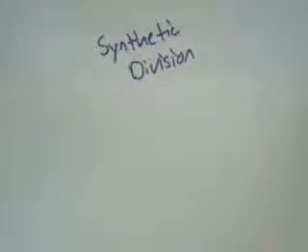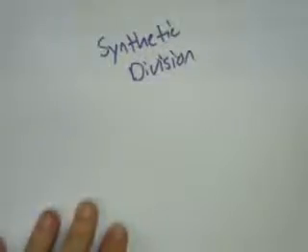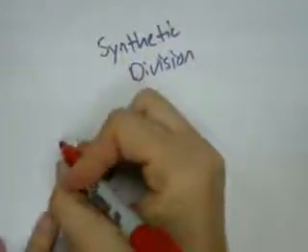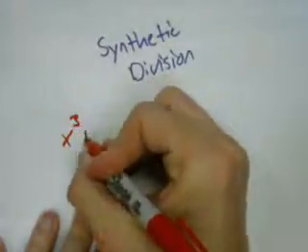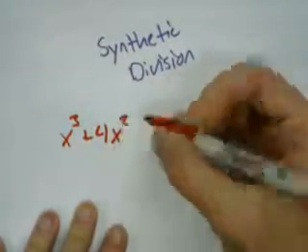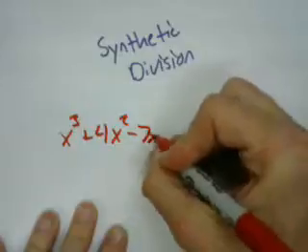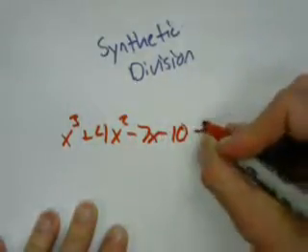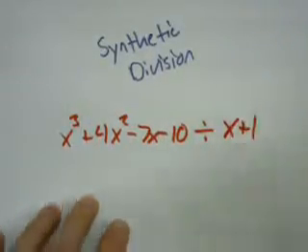Hi, Mr. Andrew here, and today we're going to work a couple synthetic division problems. The first one is going to be x cubed plus 4x squared minus 7x minus 10, and that's going to be divided by x plus 1.